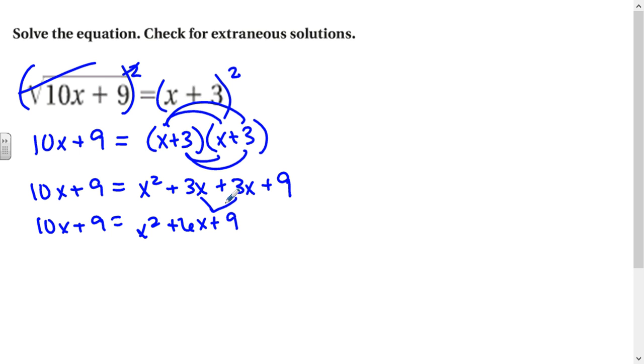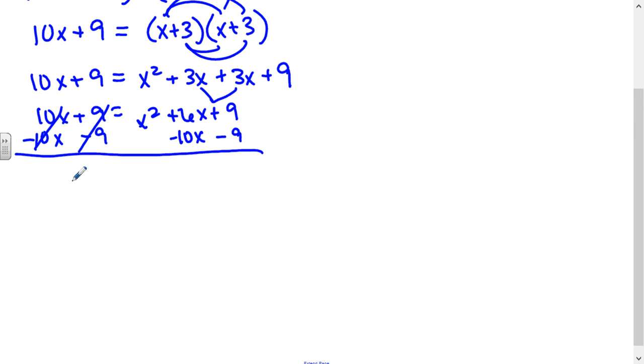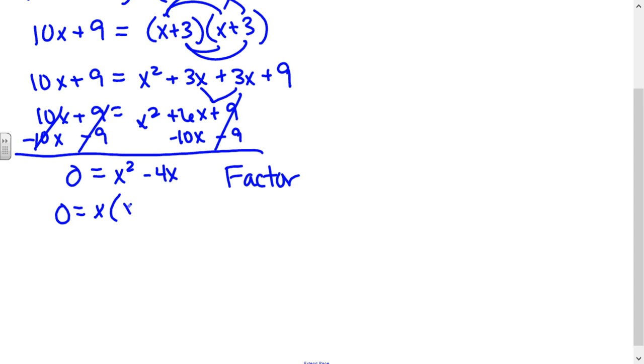So from here, we can gather everything to one side so that we can factor it. So I'm going to subtract the 10x and the 9 over to the other side so that it equals 0. So we get x squared minus 4x, and then this would just be 0. To factor from here, since it just has the two parts and there's no third term, we would have to take out the greatest common factor. So what would be the greatest common factor of these two terms? It would just be x, and then we'd be left with x minus 4.